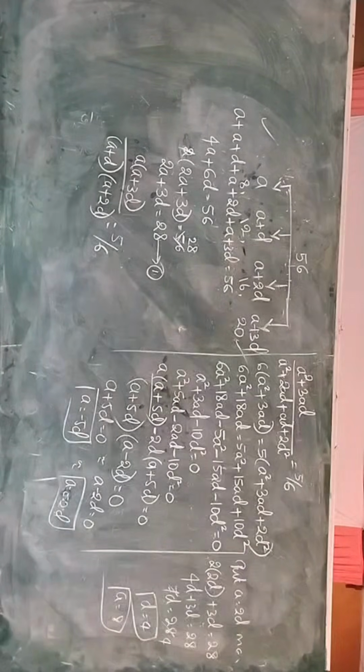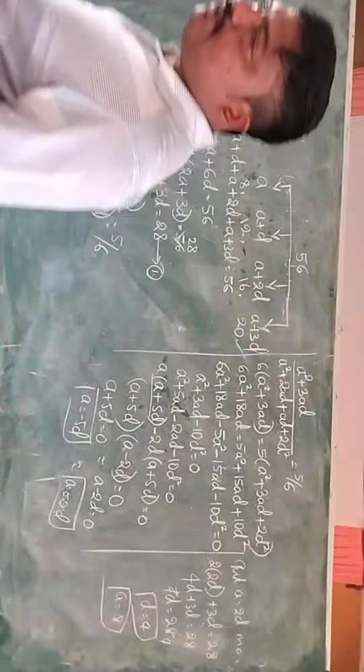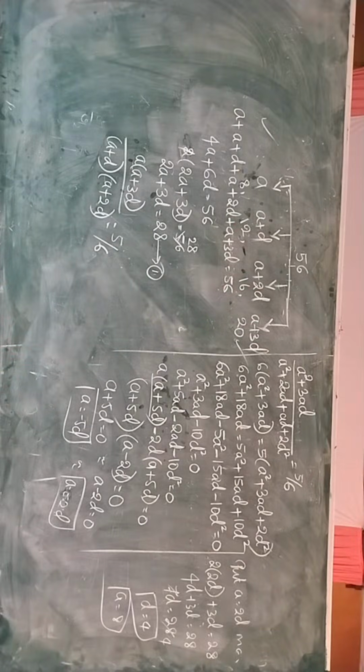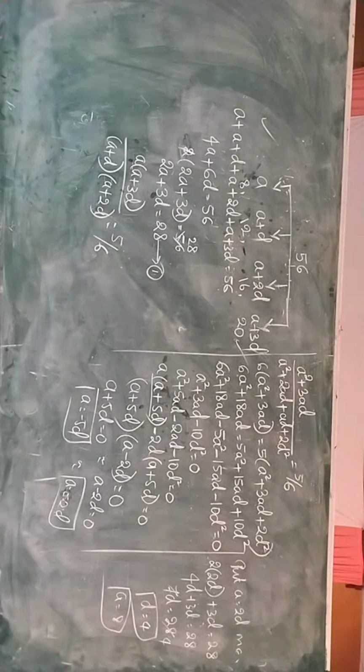Let me read out the question again. The sum of three numbers in an arithmetic progression is 216. The biggest number is 7 times the smallest number. Find the numbers.